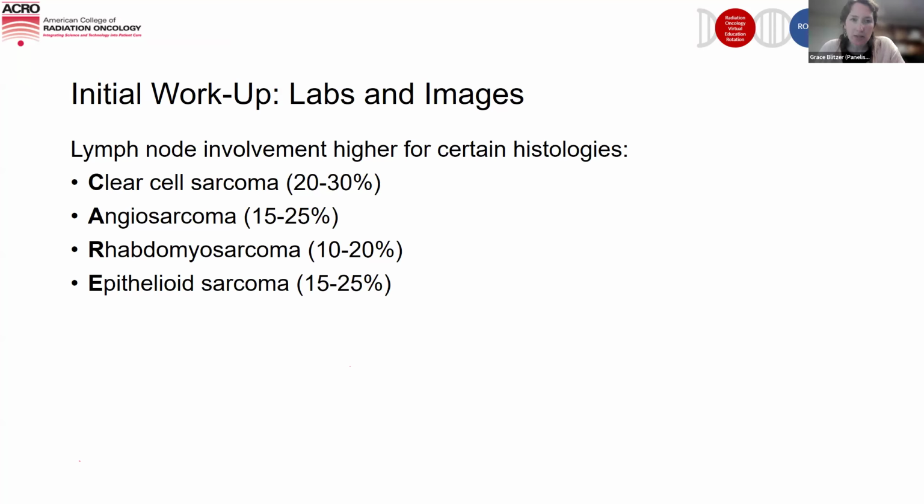Sarcomas, something I don't have in the slides, but just for everyone to think about is we group 100 different histologies in one umbrella of sarcoma. So there is a lot of variation and heterogeneity despite calling this all soft tissue sarcoma and telling you one way of treating this. But this guy had undifferentiated pleomorphic sarcoma, which is a pretty common type and does not go to lymph nodes in general.